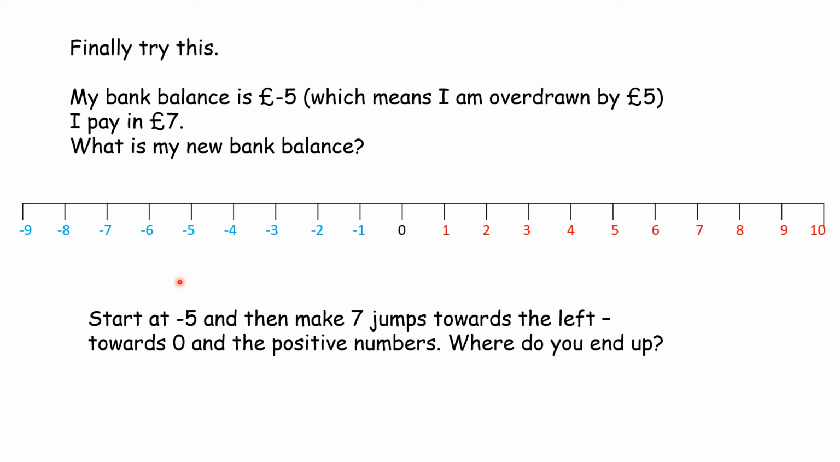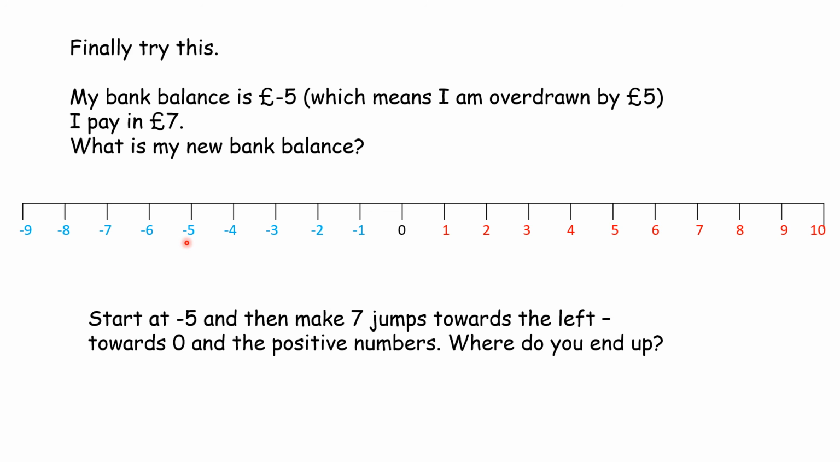And again, this time we're counting the jumps. The problem tells us how many jumps to make, and we're finding out where we end up. So this is a slightly different way of thinking about the problem, but again, the principle is essentially the same. I start at -5, which is where my bank balance was. I was overdrawn by £5. And then I'm going to pay in £7, which means I'm going to make 7 jumps towards the right, towards 0, towards the positive numbers. And I'm going to see where I end up.